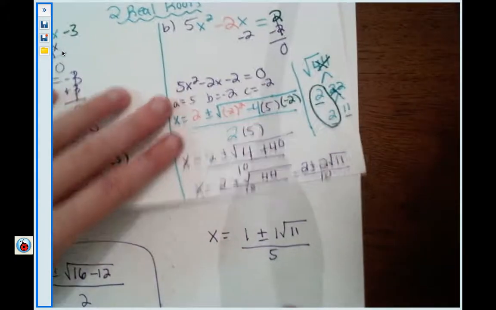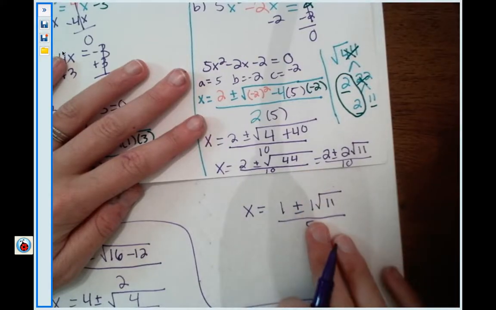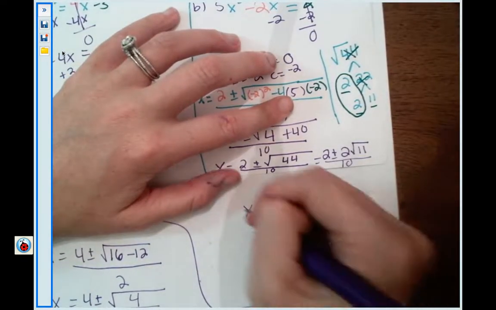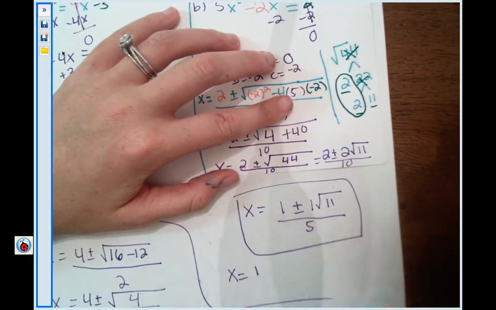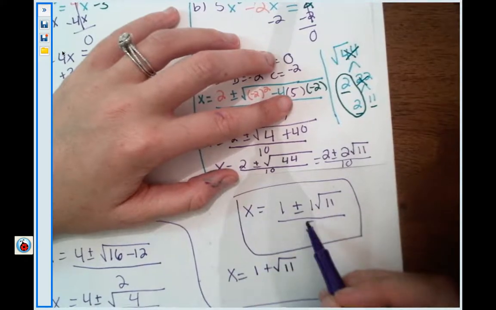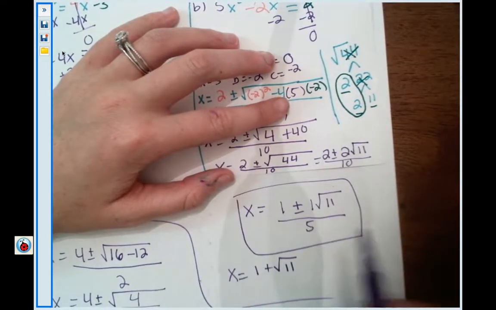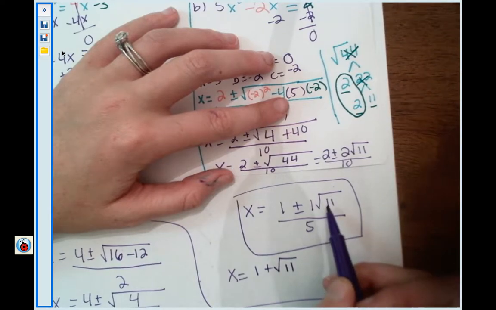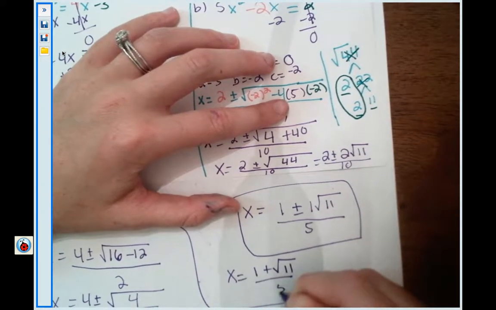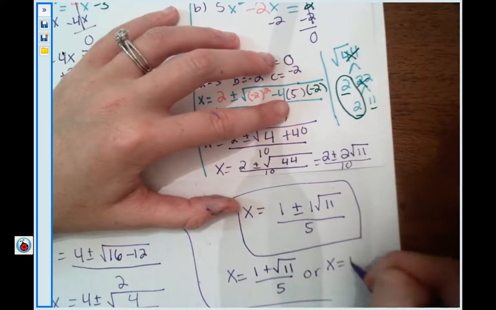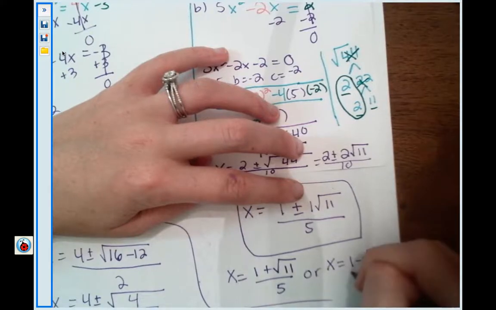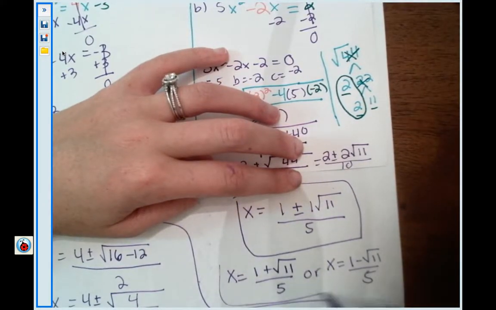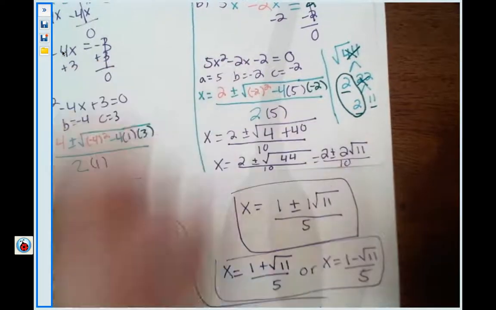Alright, so this one will reduce down to this, which you can write like that, or you can write it like this. You can leave it like that, or you can say x equals 1 plus root 11, which you can write as 1 root 11 or just root 11 because 1 times anything is itself. So these two mean the same thing, all over 5. Or x could equal 1, now the minus, so minus root 11 over 5. So either of these are acceptable. You can leave it with the plus or minus, or you can split them up. Either way.